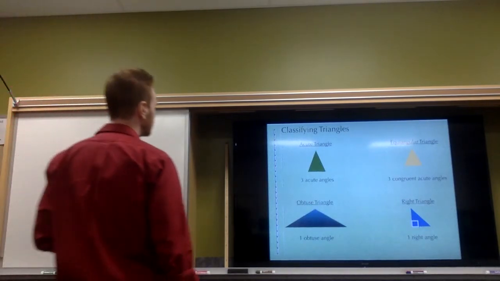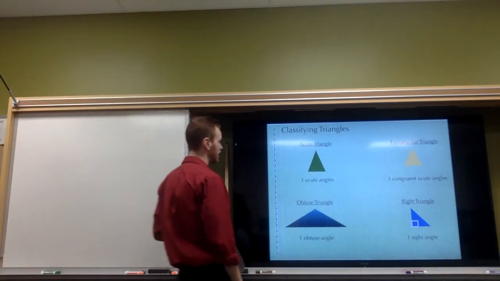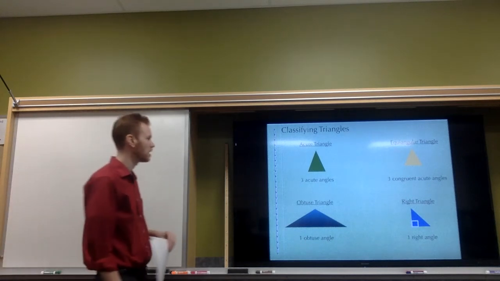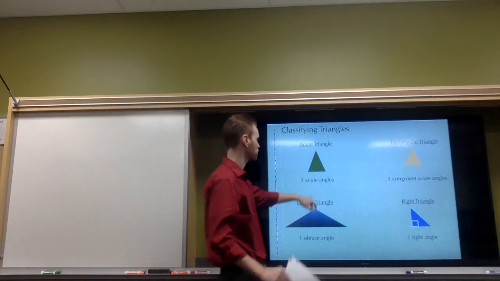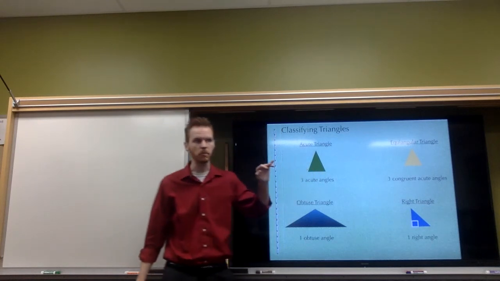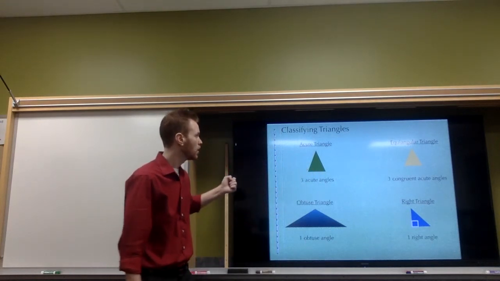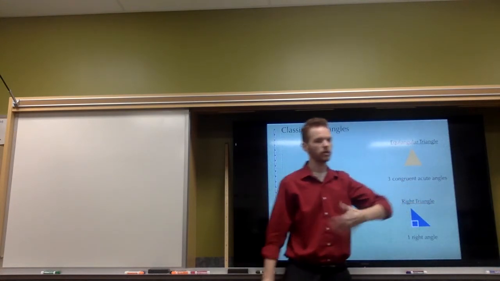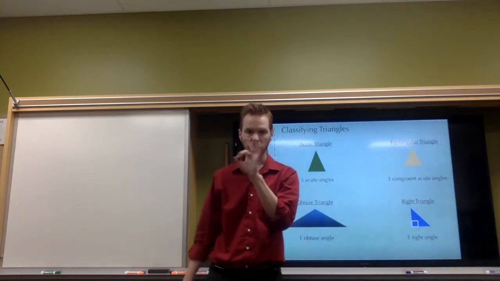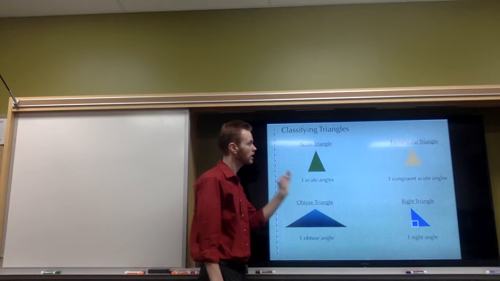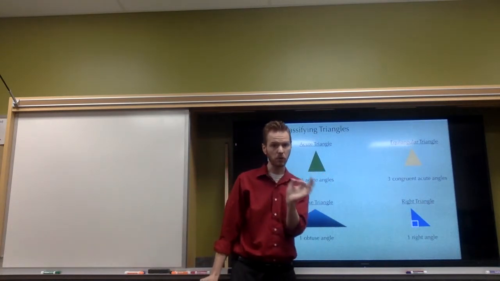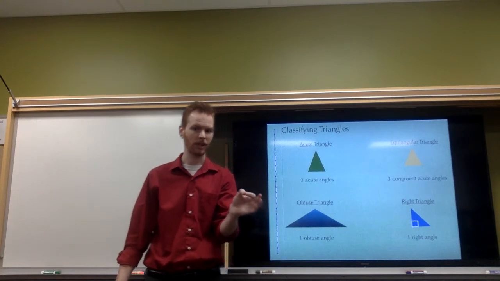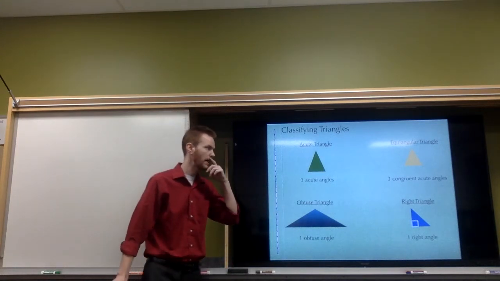All right. Now we're going to classify the triangle by its angles. So we have an acute triangle, which has three acute angles. If you remember, acute means less than 90 degrees. We have an equiangular triangle, which has three congruent acute angles. Now, break the word down. It makes it a lot easier. Equiangular. You hear the word equal in it, and you hear the word angle. So equal angles. All three angles are the same.